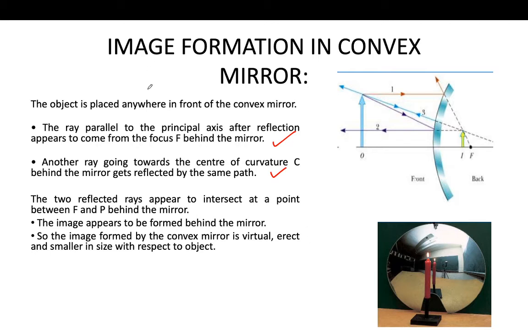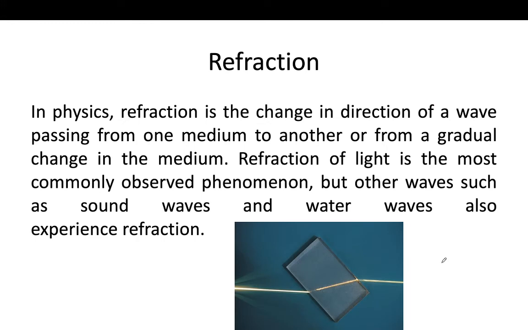So on a convex mirror we can place the object anywhere. The two reflected rays appear to intersect at a point between F and P behind the mirror. So the image will be smaller in size with respect to the real object, virtual and erect. I think you know why we use this type of mirror, because in this mirror the objects are shown smaller in size.